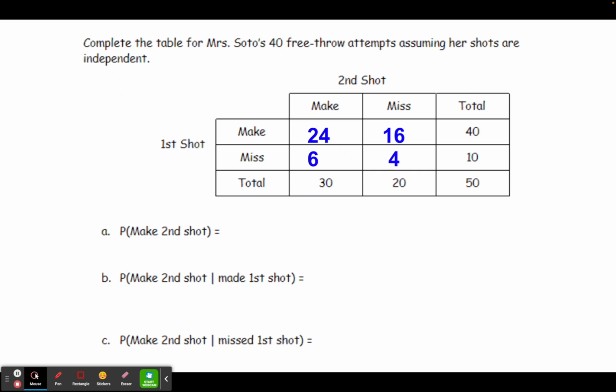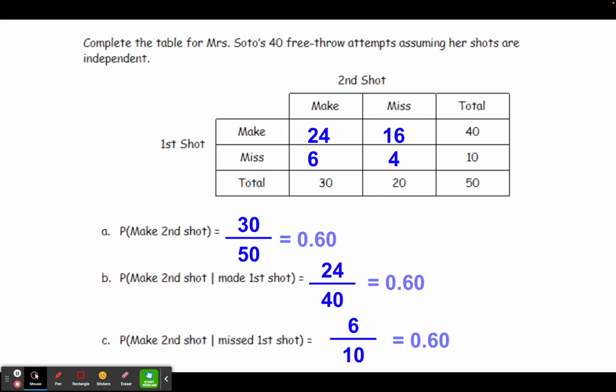The probability that I make the second shot, we already know is 30 out of 50. The probability that I make the second shot given that I made the first one, now that would be 24 out of 40. Again, because we're just using the first row because I made the first shot. The probability that I make the second shot given that I missed the first one would be 6 out of 10. And I can compare those easily by changing them all to decimals. And notice that they all work out to be 0.6, which is what we would want to happen.